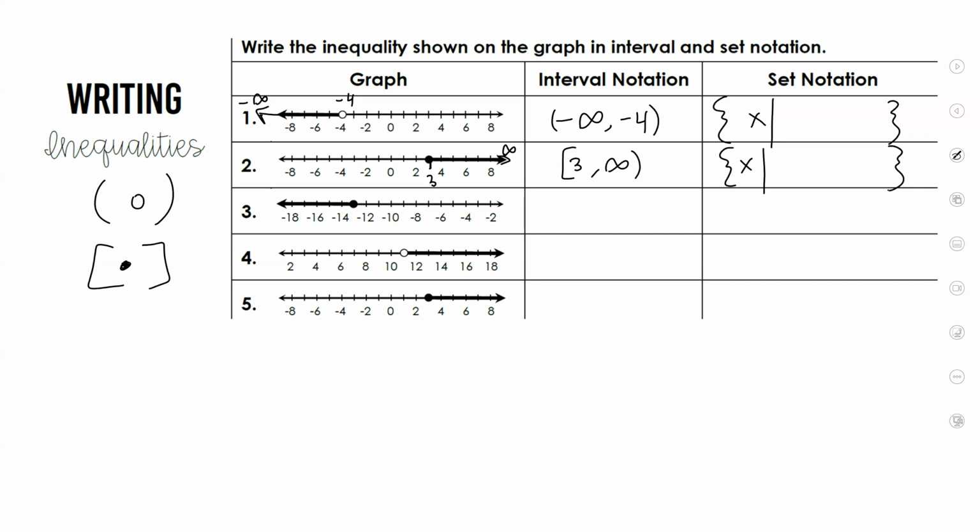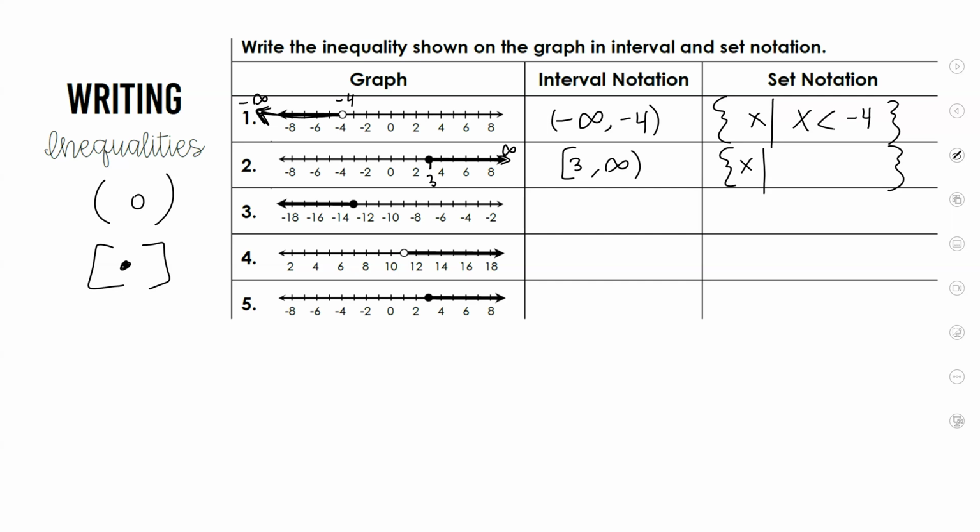Okay, now let's talk about what's going to go inside. For the first one, I have X and the number -4. Is my arrow pointing to the numbers greater than -4 or less than -4? Less than. All these numbers are smaller than -4. So I'm going to use the less than symbol.